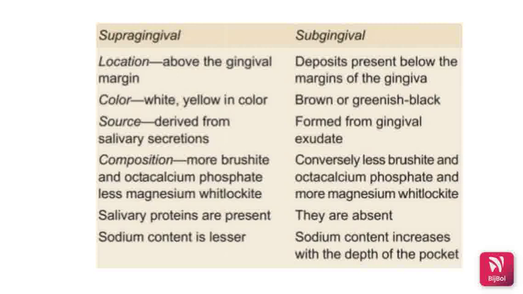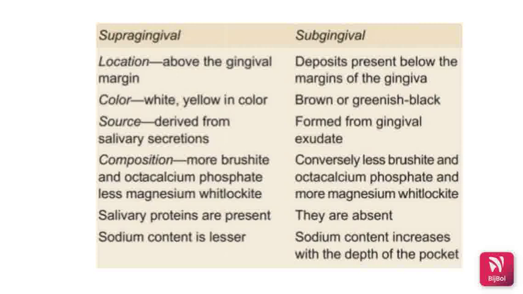There are actually 4 crystalline forms which we will be seeing later, but for now remember that there is a difference in some crystalline composition between supragingival and subgingival calculus. The subgingival calculus has the opposite of that of the supragingival calculus, that is, it has less brushite and octocalcium phosphate and more magnesium whitlockite.